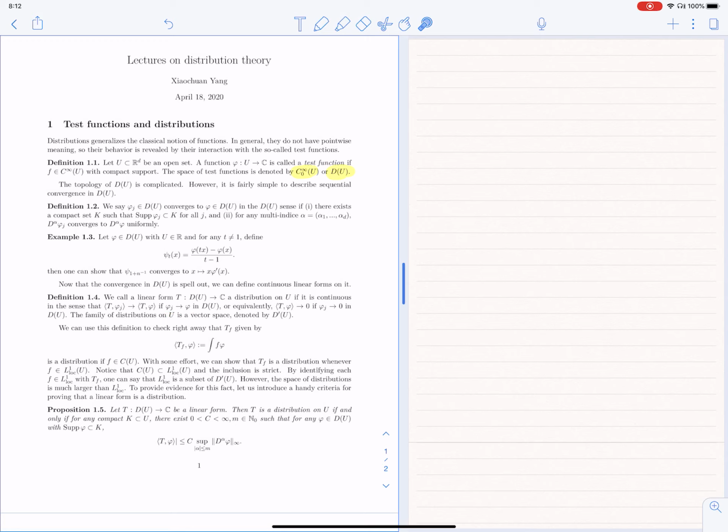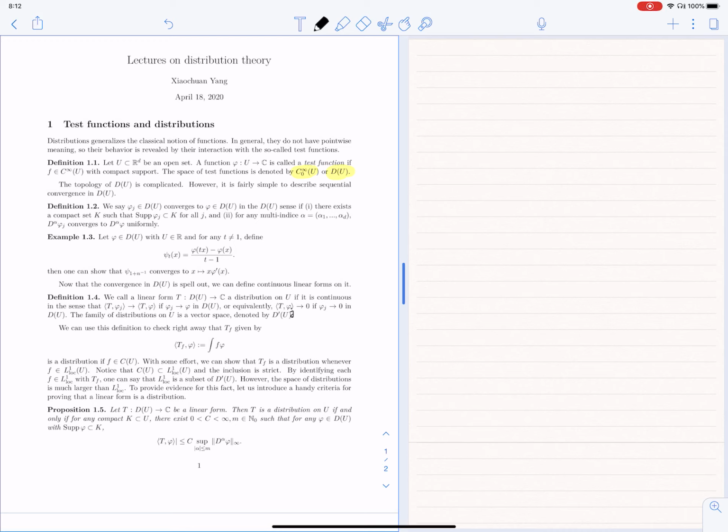Or equivalently, because we have a linear form, when we compute the difference of these two, it really means that it suffices to define the notion of convergence for phi_j converging to 0. There's a typo here. As the family of linear forms, we actually naturally define a vector space, and this vector space will be denoted by D prime of U.